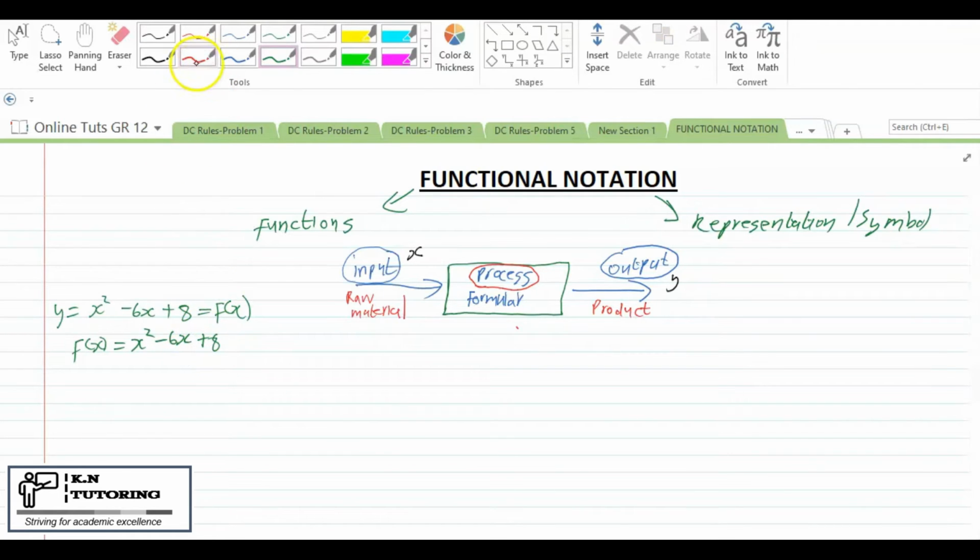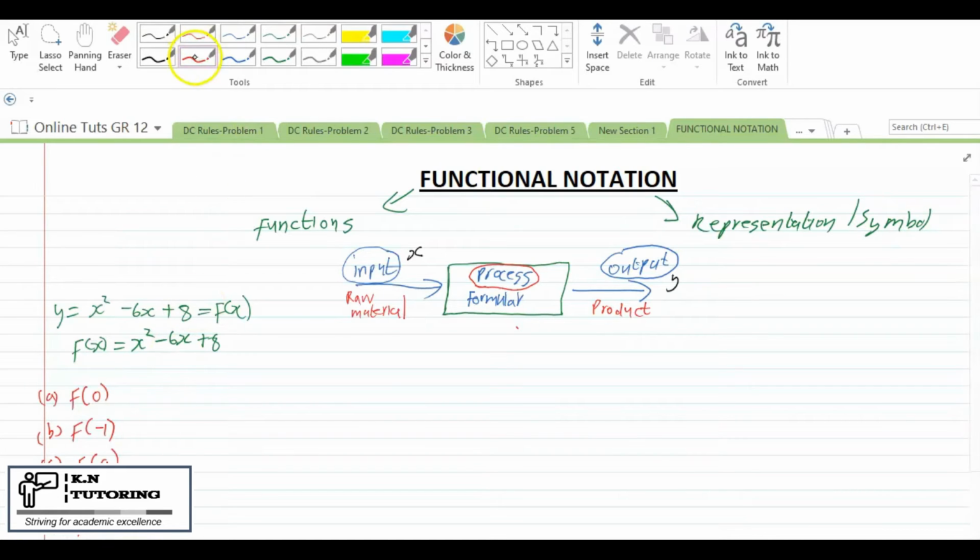We are asked to determine the following. A, f of 0. B, f of minus 1. C, f of a. D, f of x minus 1. And lastly, E, f of x plus h.